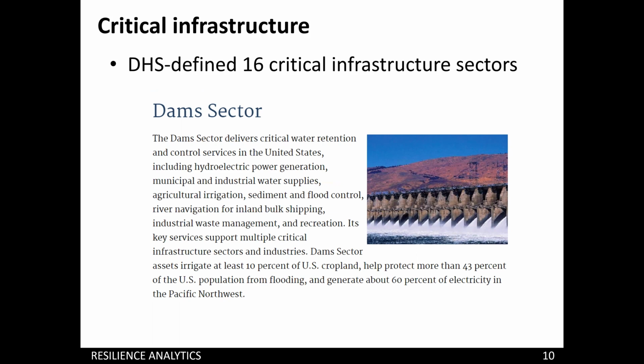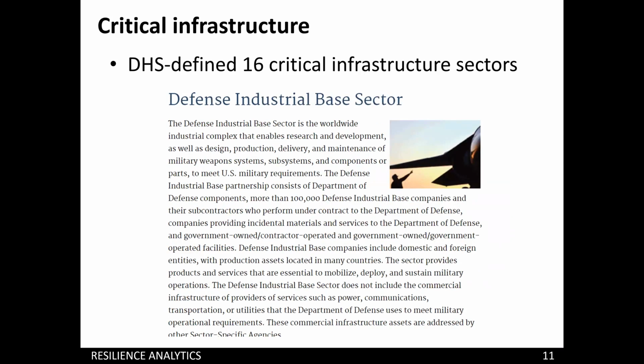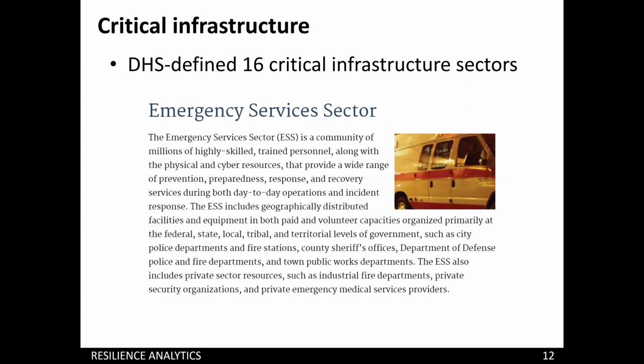Some of them are aging. Some of them are in need of repair, and those repairs, if not fulfilled, could have a substantial impact on surrounding communities surrounding these dams in terms of flooding, in terms of power generation, and so on. The defense industrial base sector is another critical infrastructure sector that provides goods and services to the armed forces. The emergency services sector, which is important to this course. We'll talk about this a little bit later on.